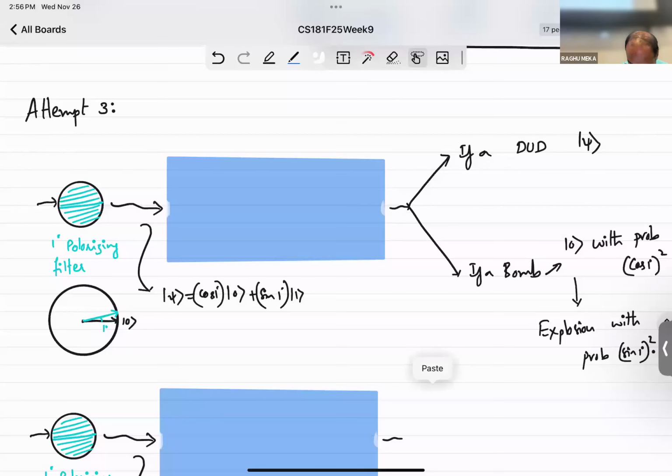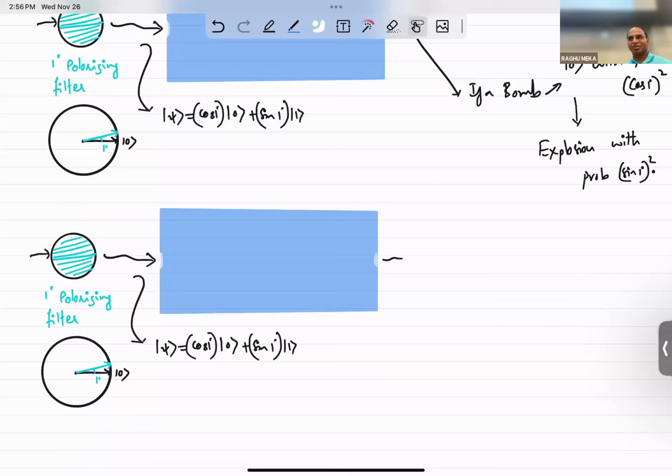I need to do another measurement. So what should I do here? Any suggestions? I need to do some post-processing. I did some input, now I got some output, and I need to check something. I can do a couple of things, but what should I do? Any suggestions?